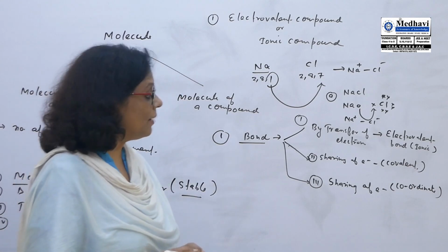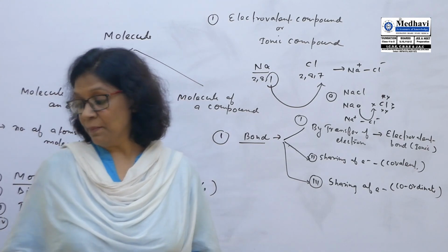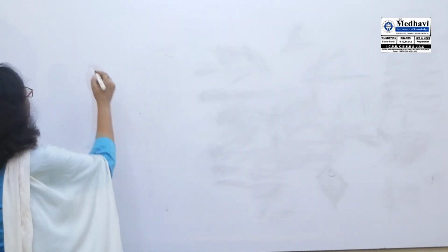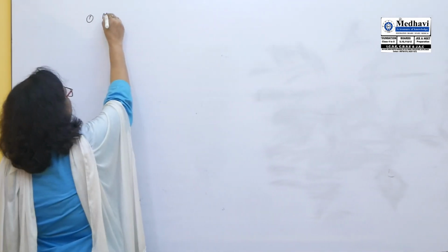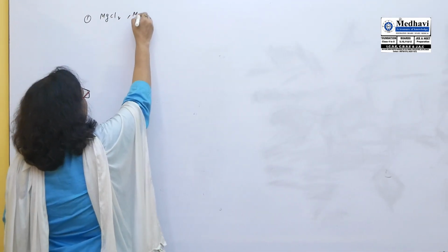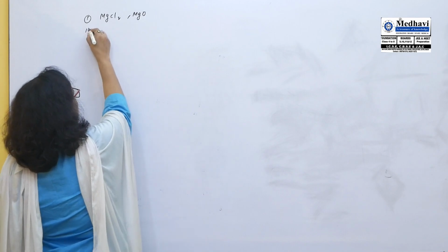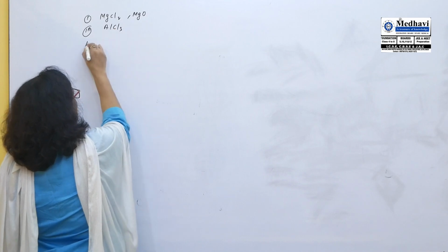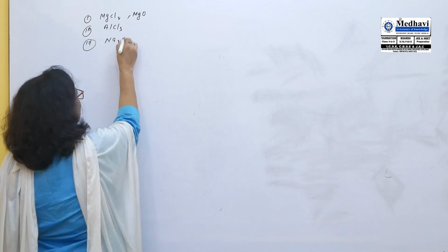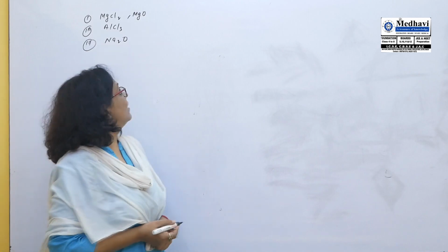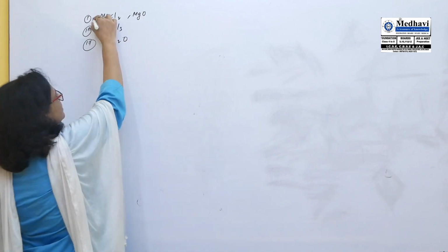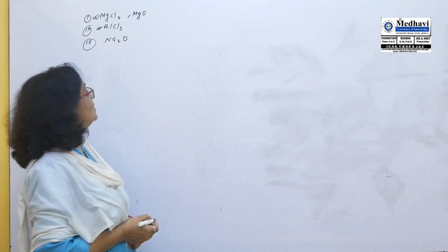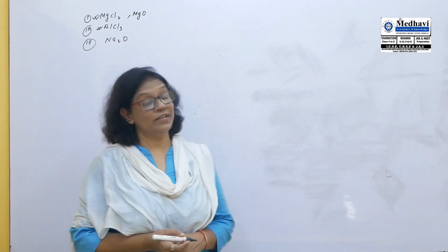So I will take some more examples related to electrovalent or ionic compounds. Other examples of electrovalent compounds: magnesium chloride, magnesium oxide, aluminium chloride, sodium oxide. There are many compounds which show electrovalent or ionic bonds. I will explain this and this, because in NaCl a single bond formation takes place, and in MgCl2 two ionic bonds form.